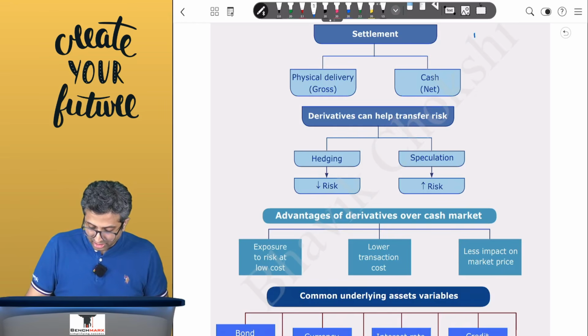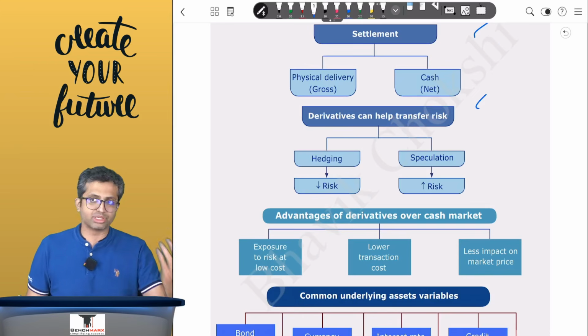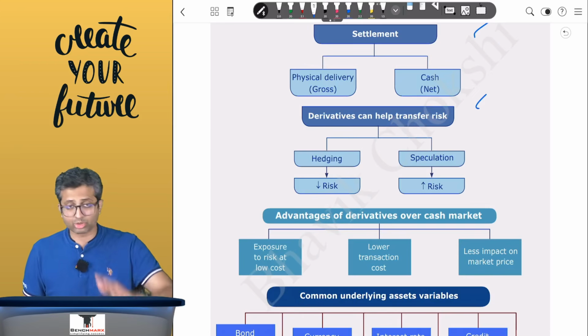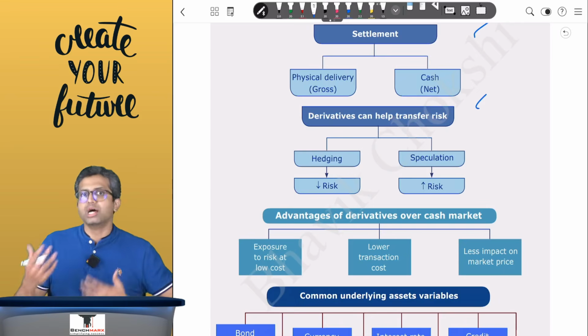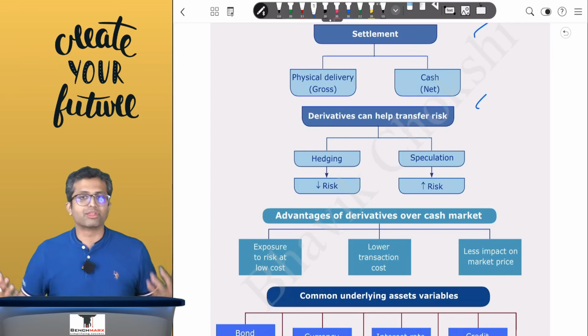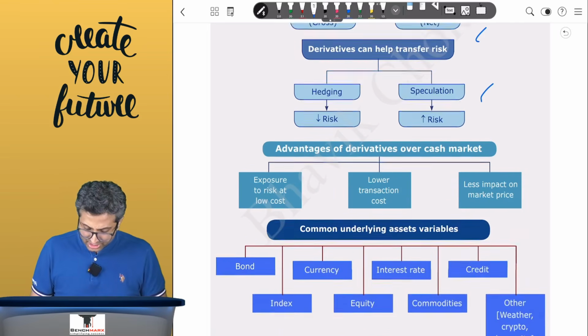Second, there is the transfer of risk. Derivatives can help you in managing risk. In case of hedging contracts, that is the risk minimization contracts, it can help you reduce the risk. And in speculative contracts, where you want to make profit by speculating, it can increase your risk exposure. So over here, this is derivatives.